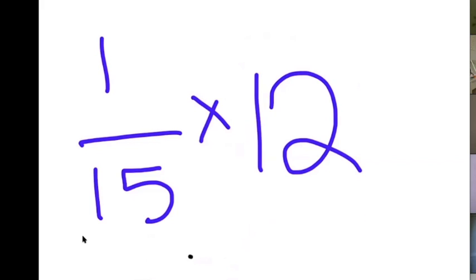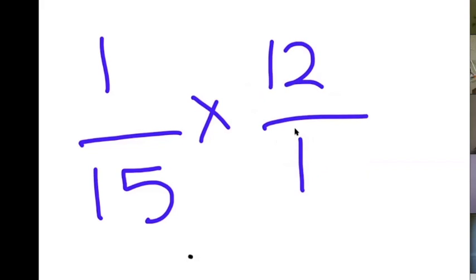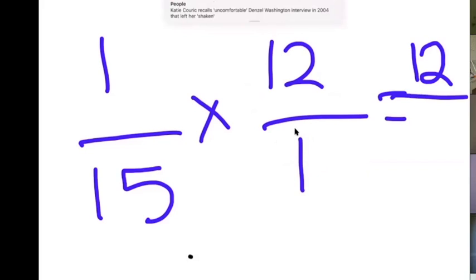But go ahead, let's see if you guys can solve 1/15 times 12 using our new method. What would our answer be? Dean, what do I have to change 12 to before I can even get started? You have to turn 12 into a fraction, which is 12 over 1. Good job. Now what is my next step? Multiply 1 times 12 for the numerator. Which would be what? Which would be 12. Good job.